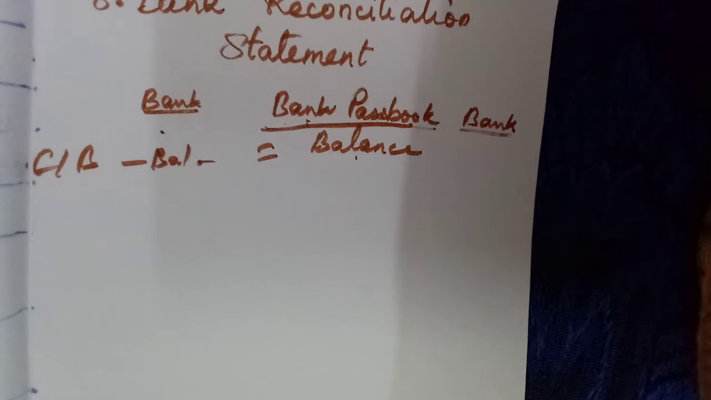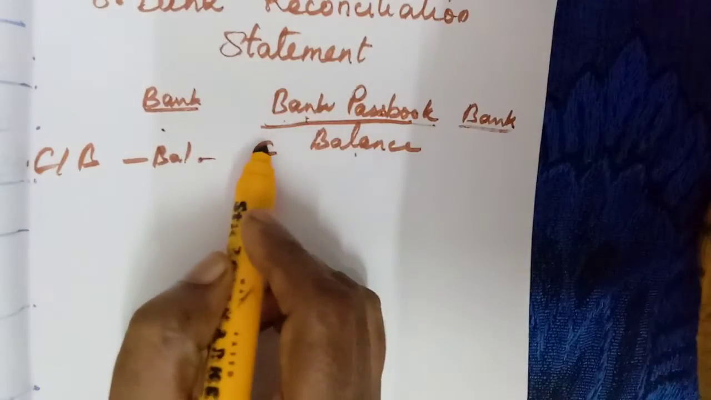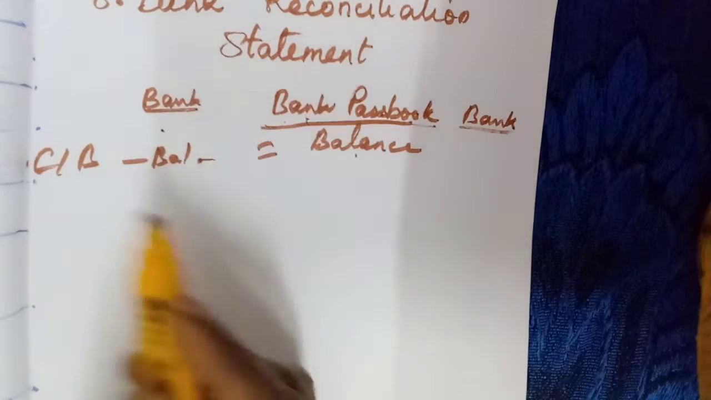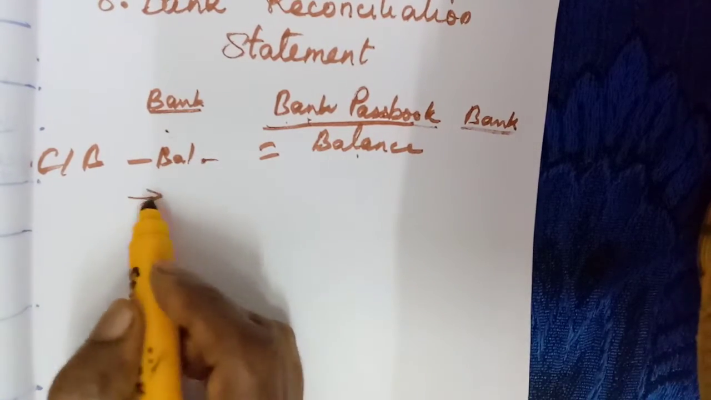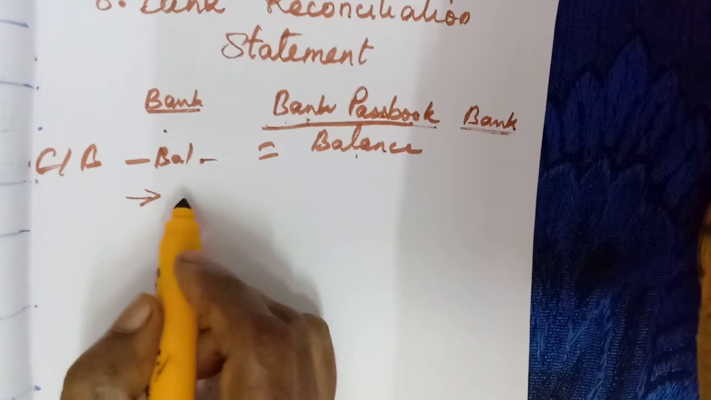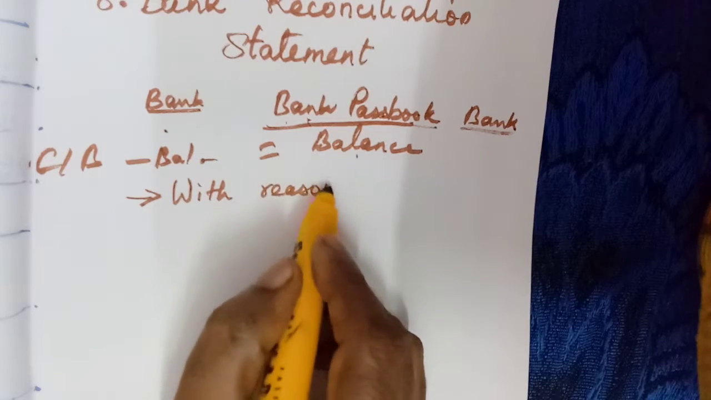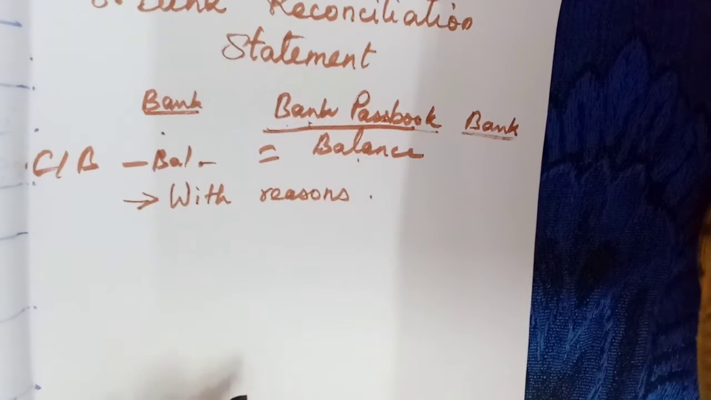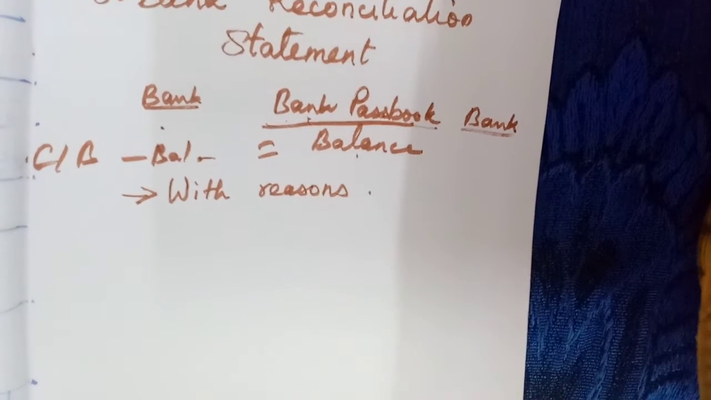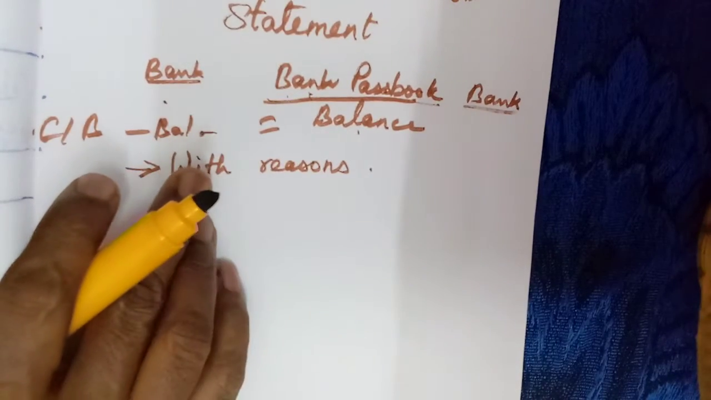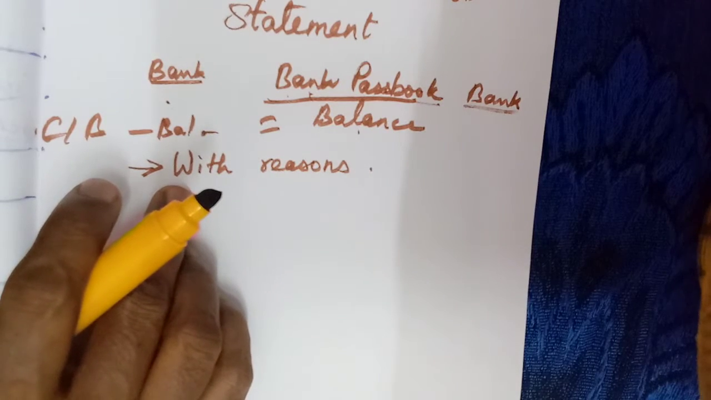The bank passbook balance will be different and the cash book balance will be different. It may not be the same. Only then we will have to prepare one statement, the bank reconciliation statement. There we need to show the difference amount with the reasons why. We have to show the reasons. With the reasons we need to write the difference amount. So before this, again we need to know about the bank transactions.